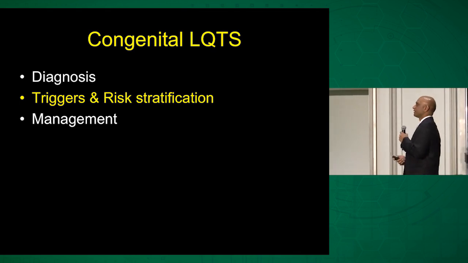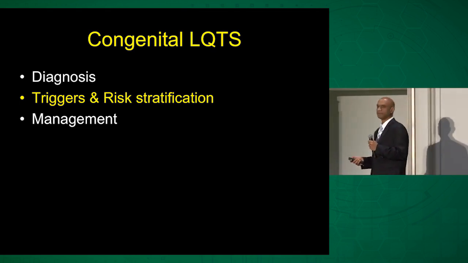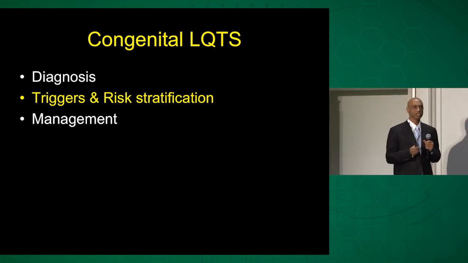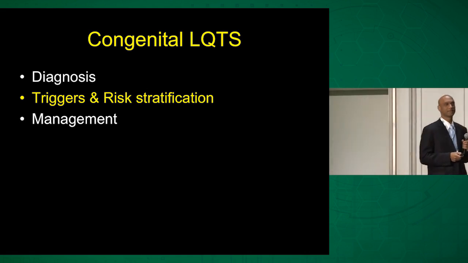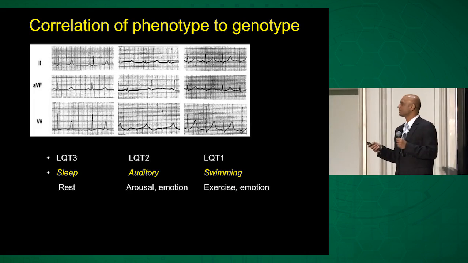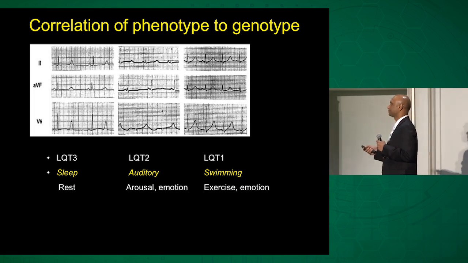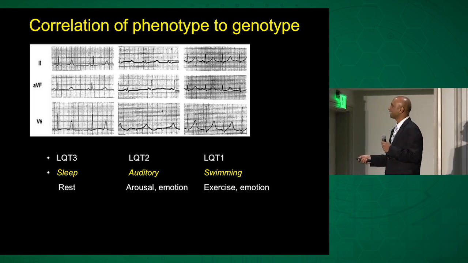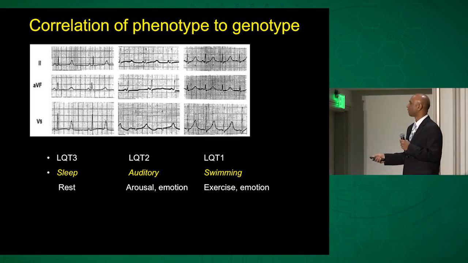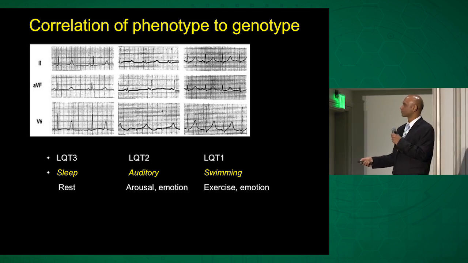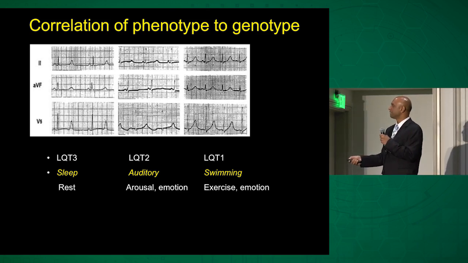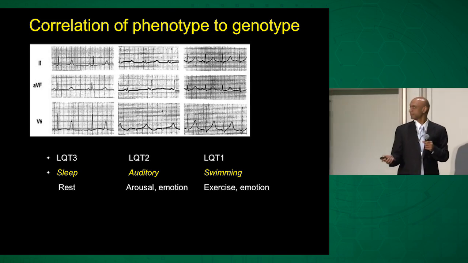So moving on to risk stratification. First, a word about genotype-phenotype correlation. The three major long QT subtypes are associated with characteristic ECG abnormalities. Long QT1 has T waves that are high amplitude like this. Long QT2 has broad-based and bifid T waves, whereas in long QT3, the T wave is normal and it's only the ST segment that is prolonged.